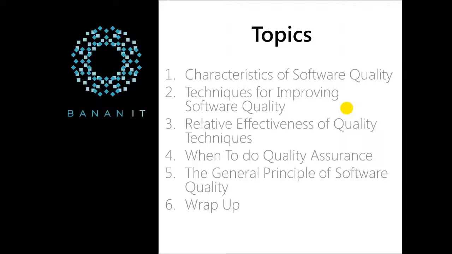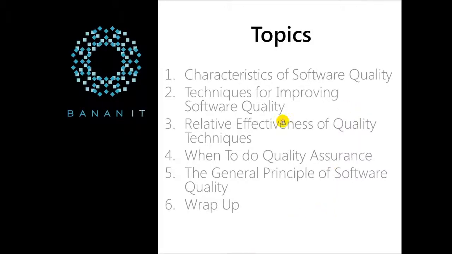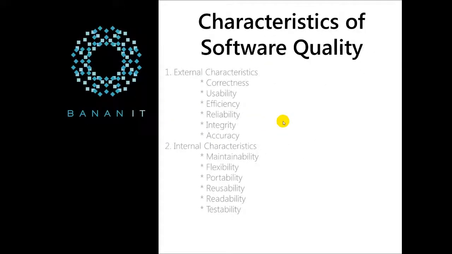The third point is going to be the relative effectiveness of quality techniques. Then we're going to discuss when we should do quality assurance. After that we're going to talk about the general principles of software quality, and then we're just going to wrap up. We're going to revise most of the concepts that we've talked about in the video, just like any other chapter. Let's go. First, we're going to talk about some characteristics of software quality.